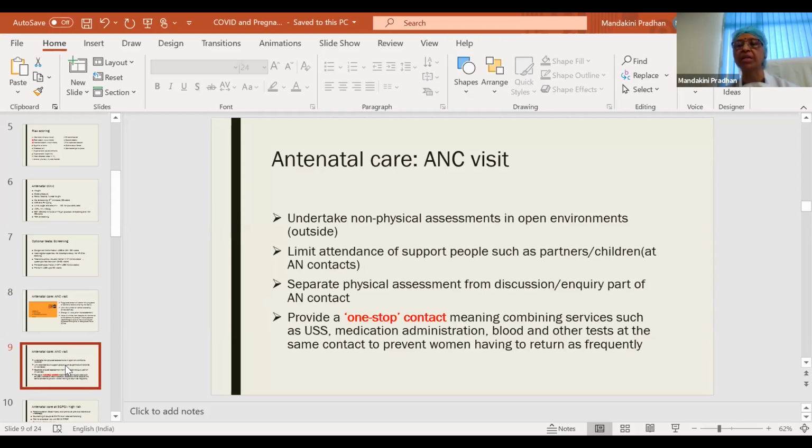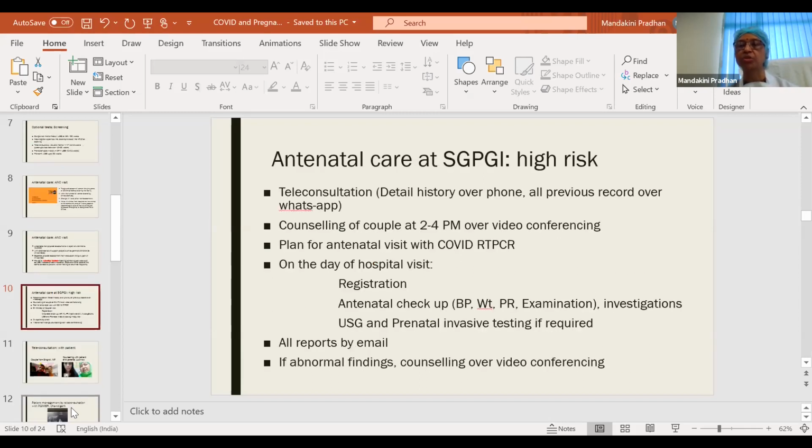However, the per abdominal examination is done in a room with a plastic partition in between. And instead of using a stethoscope, we are using a fetal Doppler for listening to the fetal heart sound. We provide one-stop contact. In one stop, the patient can have an antenatal visit, have investigations, and have the ultrasound examination if required.